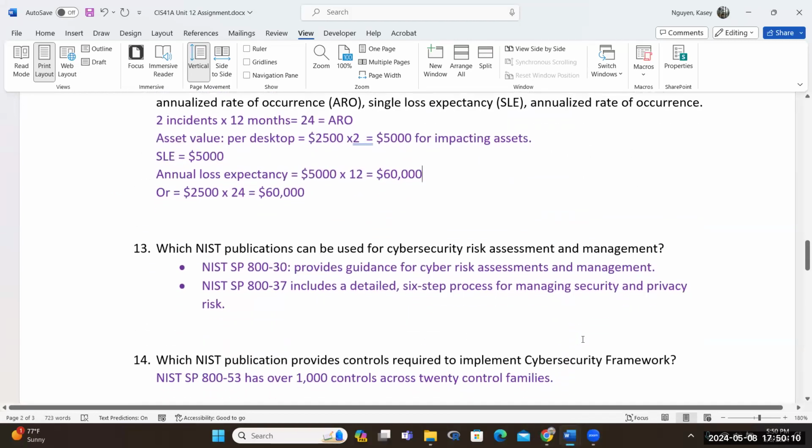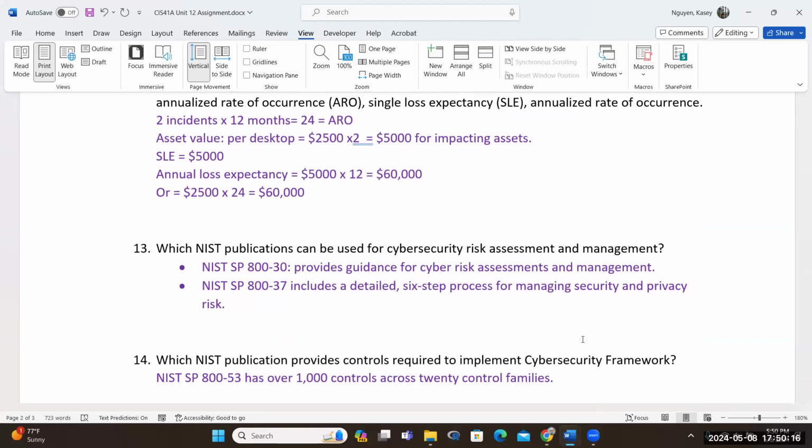To answer the next question, it asks you which NIST publication can be used for cybersecurity risk assessment and management. You would start with the SP 800-30. This gives you the guidance for cyber risk assessment and management. You can also use 800-37. This gives you a detailed step process in managing security and privacy risks.